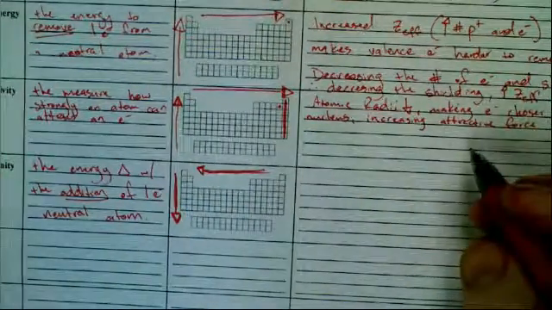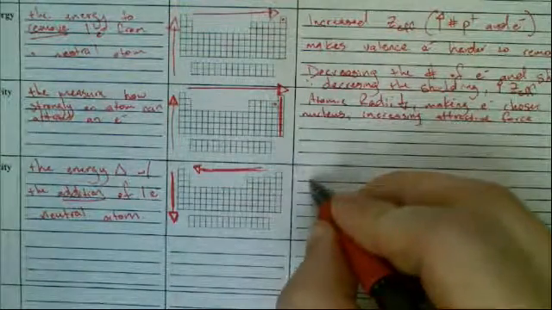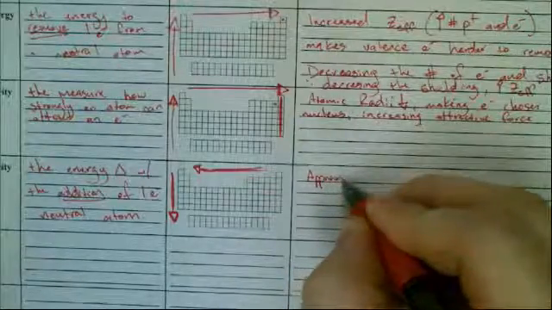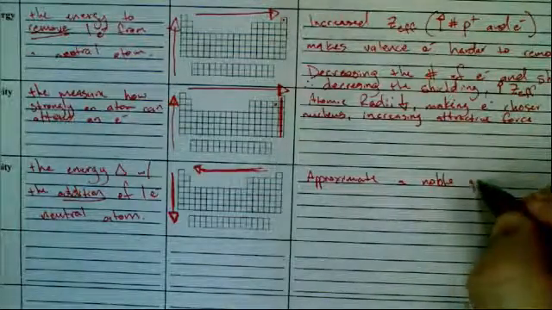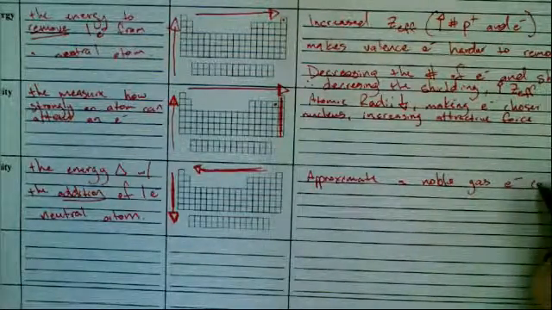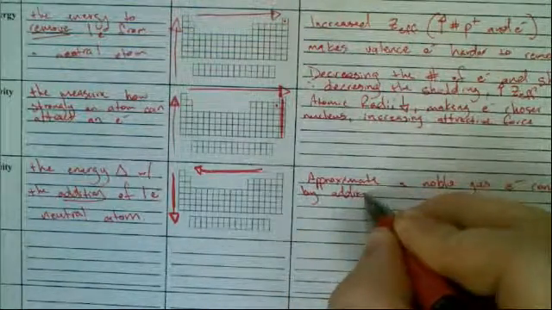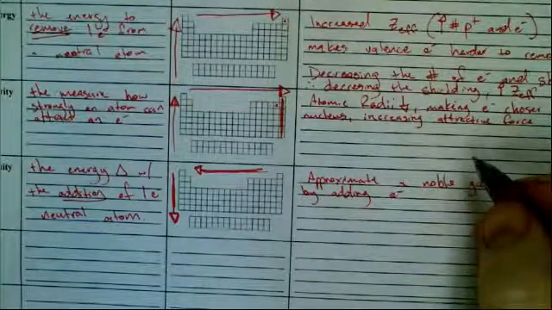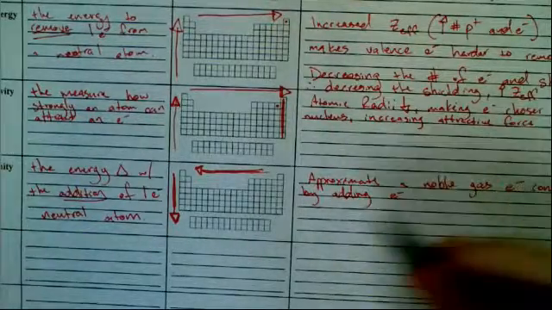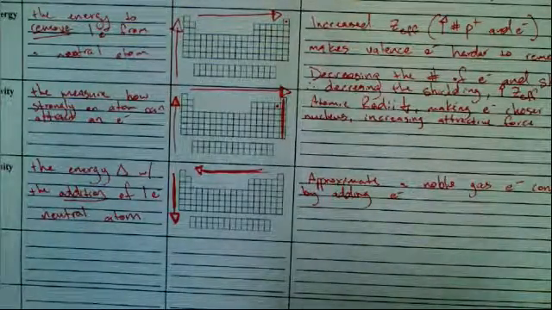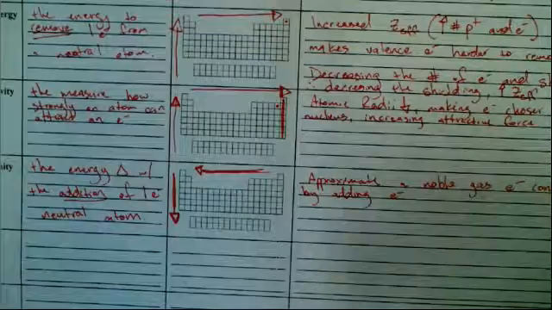Now the reason this is, is because we are going to approximate a noble gas electron configuration by adding electrons. That's the way we indicate an increase in stability, right? Because remember, when we have a noble gas electron configuration, you're very, very stable. The way we do that is we're going to add electrons until we get that noble gas configuration.